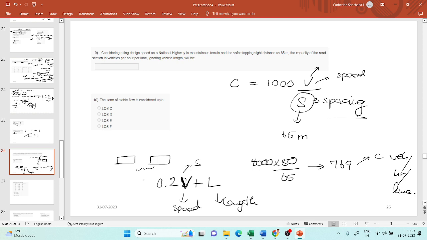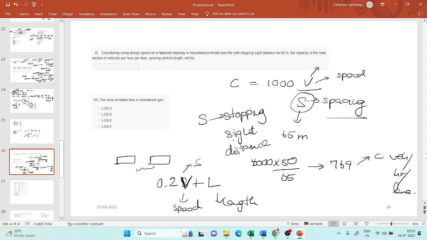Now, sometimes this S can also be taken as stopping sight distance. Stopping sight distance comes in week 2. I'll just give a brief explanation of that. So, what is stopping sight distance? I need some distance ahead of me to stop the vehicle.